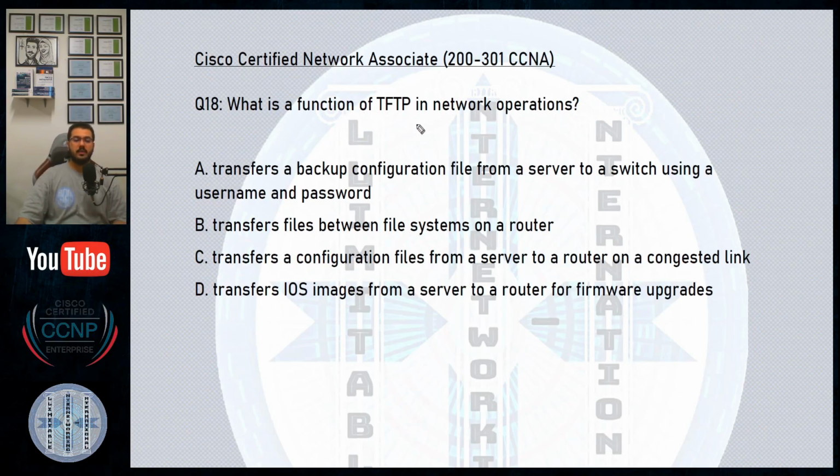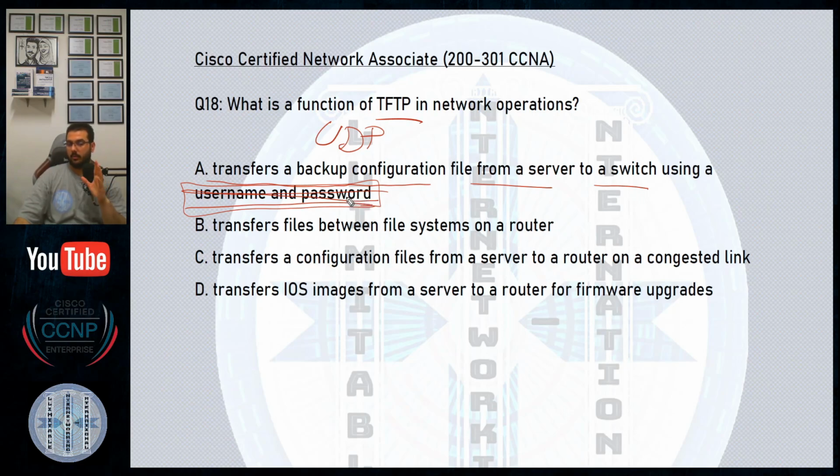18. What is a function of a TFTP server? A TFTP server is an FTP server that transmits using UDP instead of TCP. Transfers a backup config from a server to a switch using the username and password. Correct. This can be no problem. Okay, and since this one can be done, one note. In TFTP, sometimes you can transfer by using the IP address without the need to authenticate by username and password.